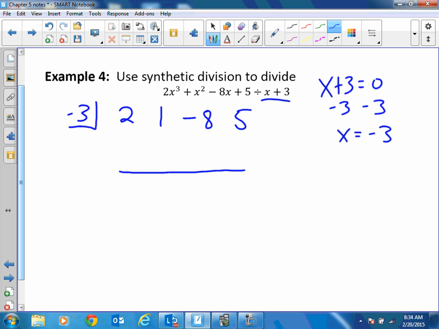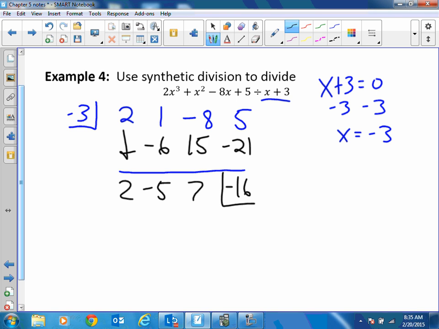Okay? And then we do the same thing we did the other day with synthetic division. So we bring down our 2. -3 times 2 is -6. 1 minus 6 is -5. -3 times -5 is 15. -8 plus 15 is 7. -3 times 7 is -21. And 5 minus 21 is -16 in the box.